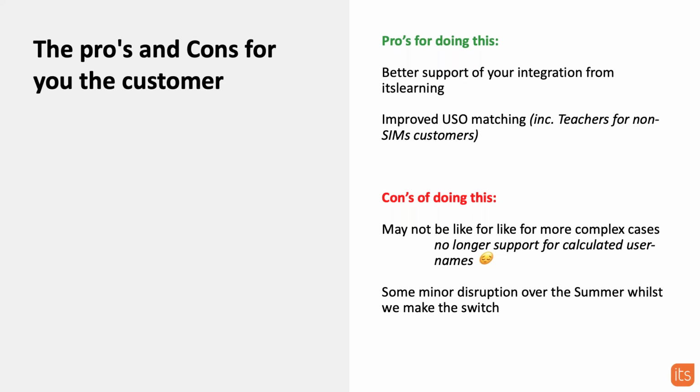And then the final con here is it may not be like for like for more complex cases. And what we mean by that, more specifically here, is we no longer support calculated usernames. So for those of you that do have calculated usernames, you probably understand what I'm talking about.